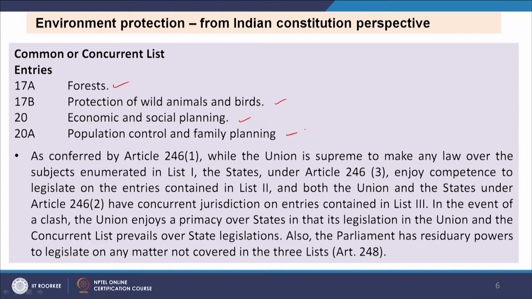As conferred by Article 246(1), while the union is supreme to make any law over the subjects enumerated in list 1, the states under Article 246(3) enjoy competence to legislate on the entries contained in list 2, and both the union and the states under Article 246(2) have concurrent jurisdiction on entries contained in list 3, that is the common list. In the event of a clash, the union enjoys primacy over the states in that its legislation in the union and the concurrent list prevails over state legislation.